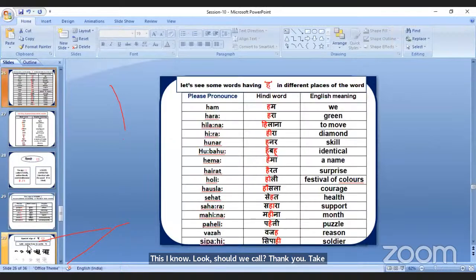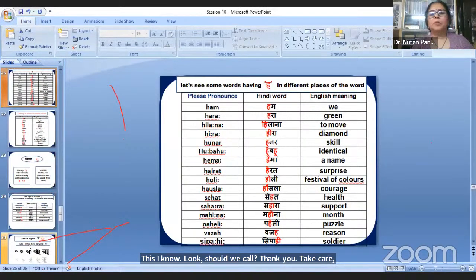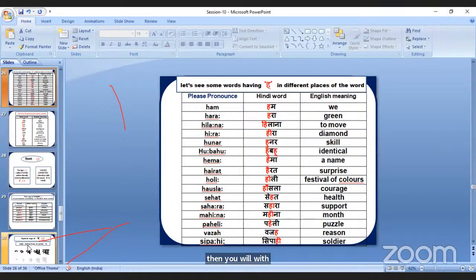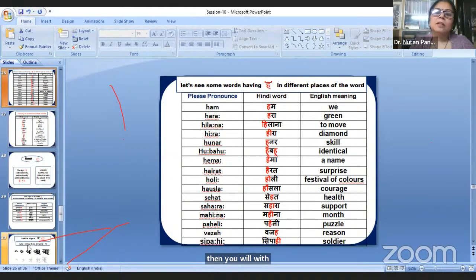Now we will come to this slide. I will pronounce, and then you will pronounce with me. Unmute yourself. First, please start. Hum. मतलब we all. हम हिंदी सीख रहे हैं. We are learning Hindi. हम.